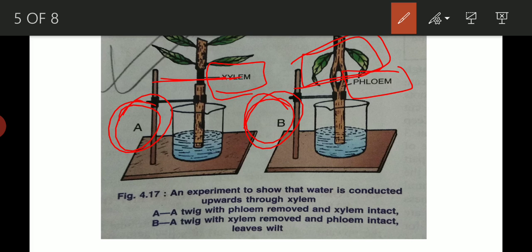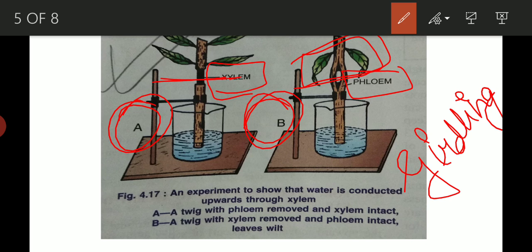In setup A, where xylem is intact, the leaves are getting water because xylem is conducting water. But in case of setup B, xylem is not present. So there is no conduction of water. As a result, due to the deficiency of water, the leaves wilt. This is the wilting of the leaves. This is also known as the Gardling experiment. The ringing experiment is also known as the Gardling experiment.